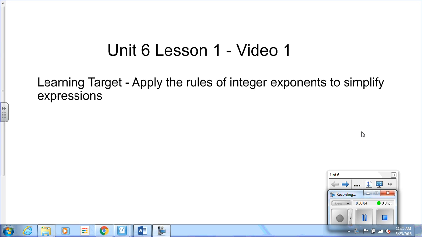Okay, this is video 1 from Unit 6, Lesson 1. We're going to apply the rules of integer exponents to simplify expressions. So what we're going to do is look at each of the rules individually and then do some examples.